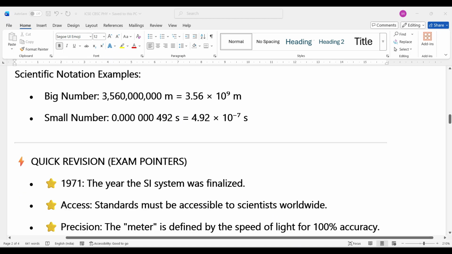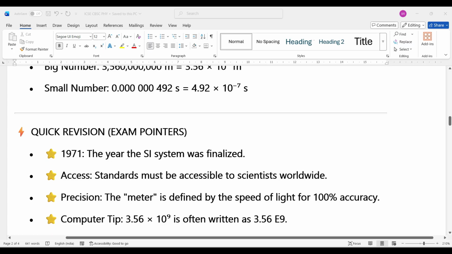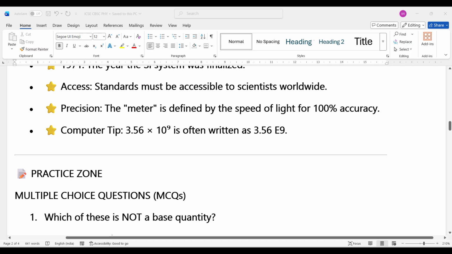Quick revision, exam pointers. 1971, the year the SI system was finalized. Access: a standard must be accessible to scientists worldwide. Precision: the meter is defined by the speed of light for 100% accuracy. Computers tip: 3.56 multiplied by 10 to the power 9 is often written as 3.56 E9.